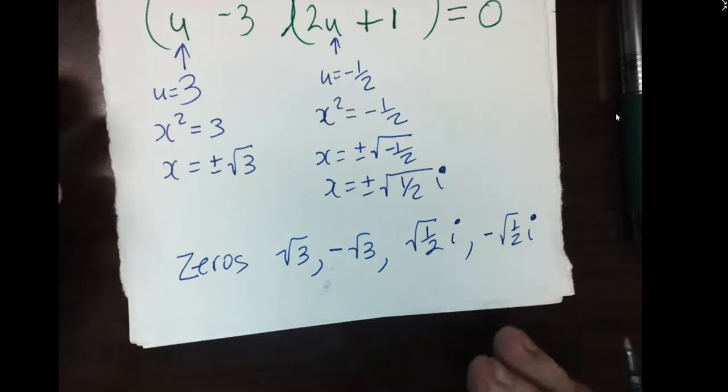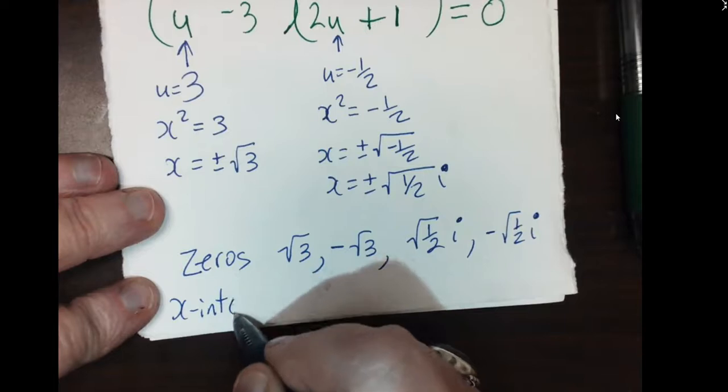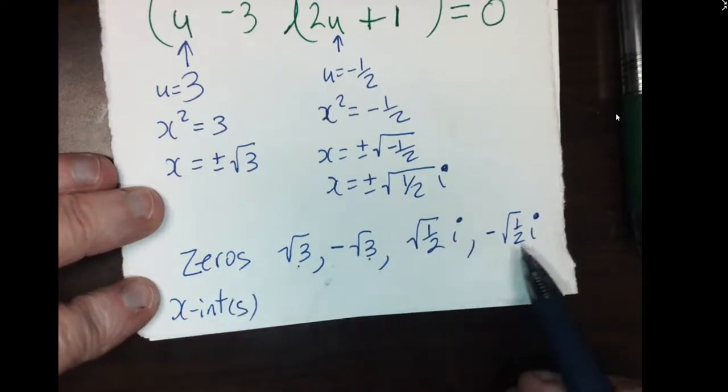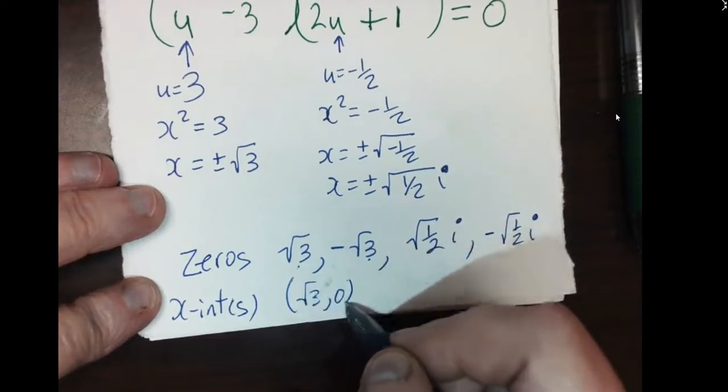Now what about x-intercepts? X-intercepts are only found at real zeros. So I will only have 2 x-intercepts. These are real numbers. These are not. So my x-intercepts will be these points.